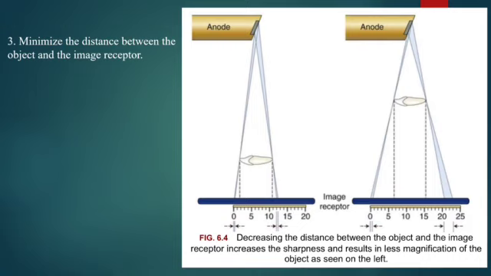Third point, minimizing the distance between the object and the image receptor. As the object-to-image-receptor distance is reduced, the divergence of the X-ray photons at the object is less, resulting in a decrease in the width of the unsharp zone. In figure 6.4, decreasing the distance between the object and the image receptor increases the sharpness and results in less magnification of the object, as seen on the left.